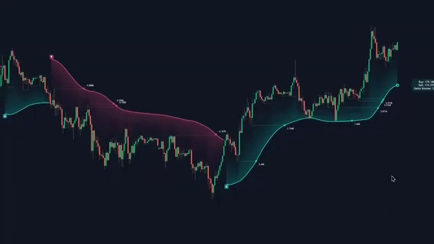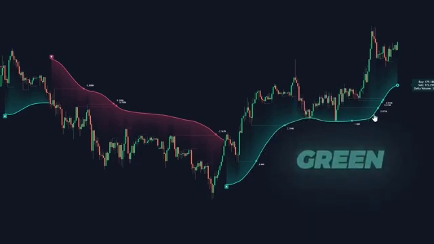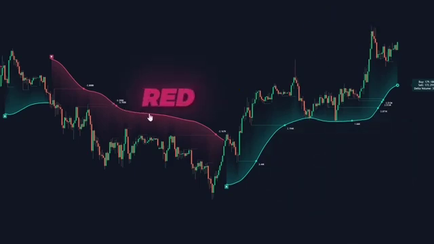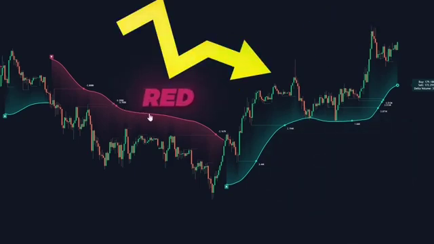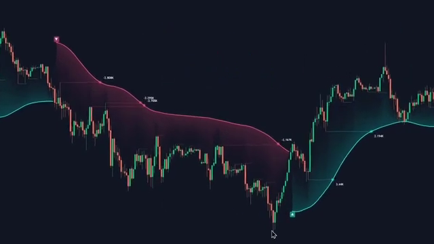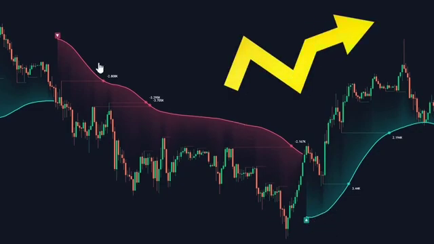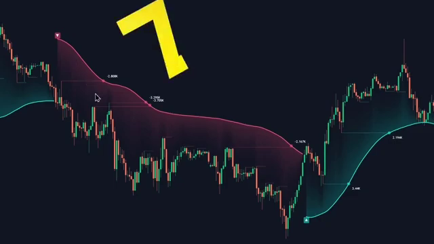The first and most obvious is the VIDIA line, which forms the trend cloud. Whenever the VIDIA line is green, it indicates that the market is bullish. Conversely, if the VIDIA line turns red, that would indicate that the market is bearish. Now, to help you spot transitions between bullish and bearish trends, there are up and down arrows. As you can see, a green upward arrow indicates the onset of a bullish trend, while a red downward arrow indicates the onset of a bearish trend.